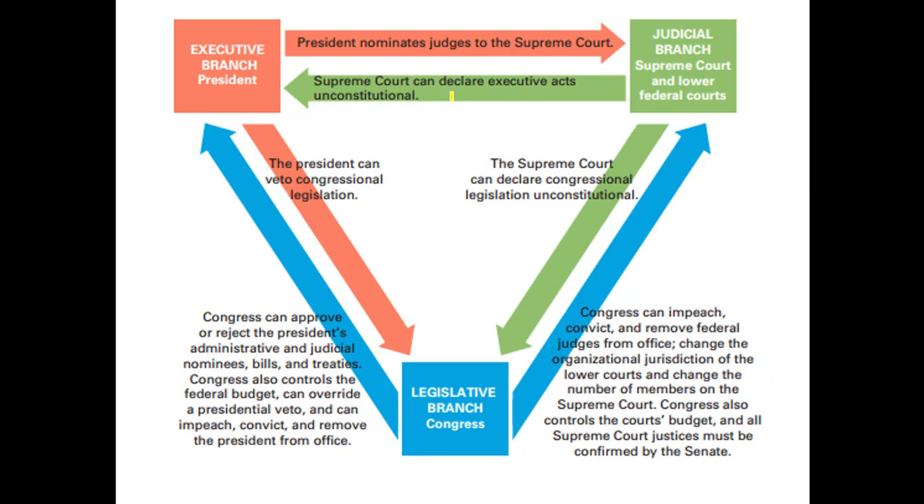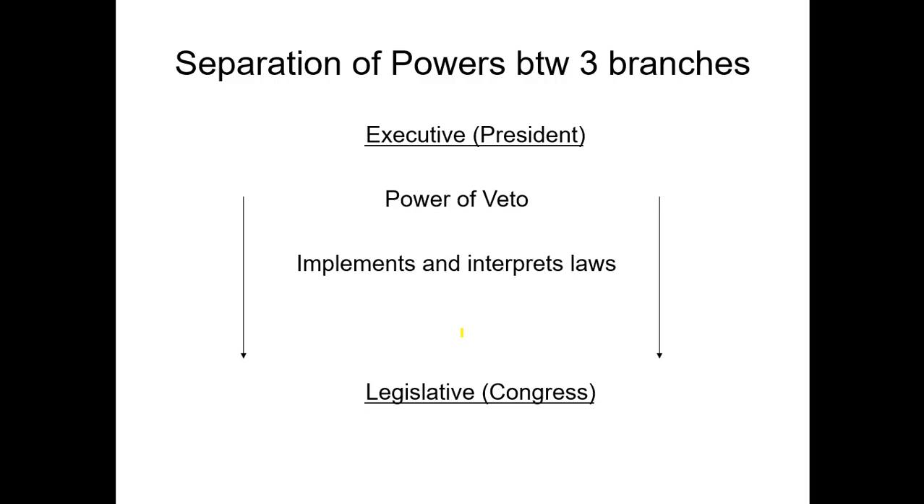This is from the textbook, just a very general outline of the powers that the executive branch has over the judicial branch and vice versa. What I want to do is just go through those a little bit more clearly here. So, for example, what is the power that the executive branch has over Congress? Well, for one thing, the president can veto the bill. He can refuse to sign the bill that the Congress has put together.